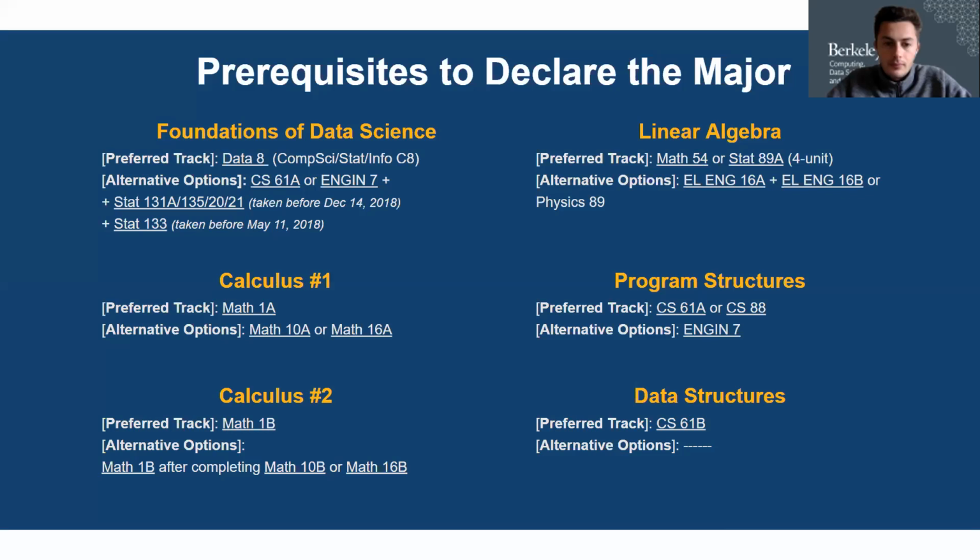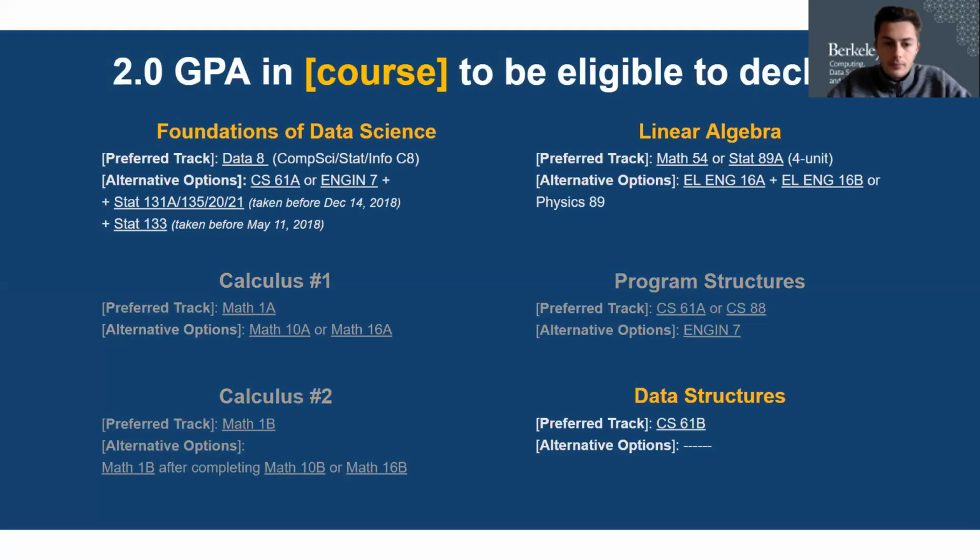And then on the next slide, we'll see that the courses that count towards your GPA to declare are only Data 8, your linear algebra requirement, and CS 61B. So the calculus classes and programming structures classes aren't going to count towards your GPA to be eligible for the major.